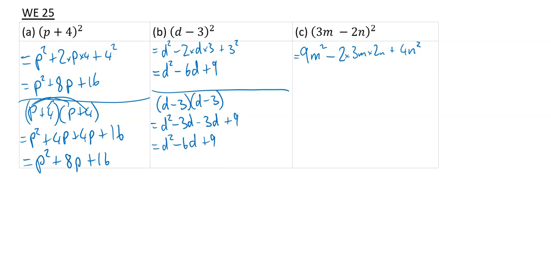Anyway, let's collect like terms here. Equals 9m squared minus 12mn, plus 4n squared. Now, expanding these is very easy. Factorizing these gets a bit trickier. It's best if we use the PSF method, but we don't have to do that at the moment. Currently, we're just expanding those and seeing those special rules with expanding. So that's fine.